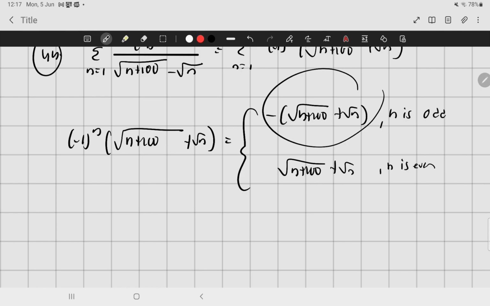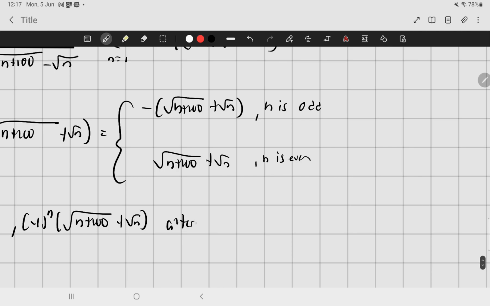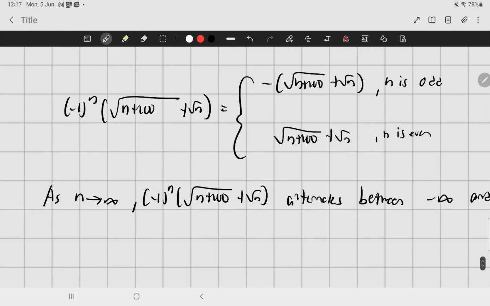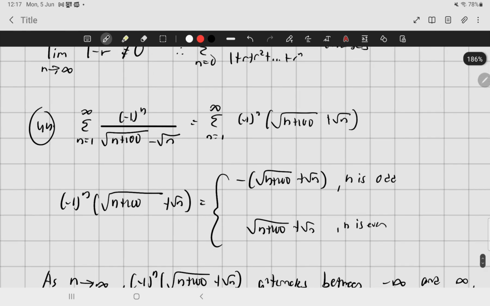Now, this top part, when n approaches infinity, it becomes negative infinity. But the bottom part, when n approaches infinity, becomes positive infinity. So the way we argue is that as n approaches infinity, this whole term will alternate between negative infinity and infinity. Therefore, it diverges. We know the n-th term test, okay? This is the n-th term test, so it diverges by the n-th term test.